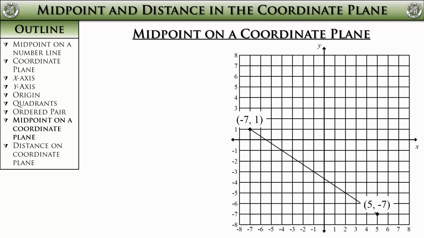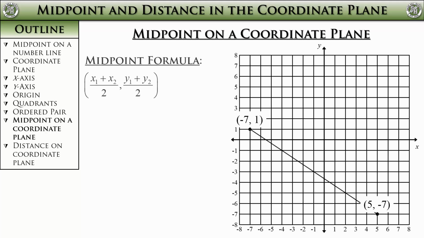In order to find the midpoint of this line segment, we need to find the exact middle of the 2 x values and the exact middle of the y values. So we simply take the average of them. This is what the formula looks like. On a number line, we found 1 average. For a coordinate plane, we find 2 averages. The formula is simply an ordered pair, where the first value is the average of the x values, and the second value is the average of the y values. The little subscripts are there, as we have 2 different x and 2 different y values.